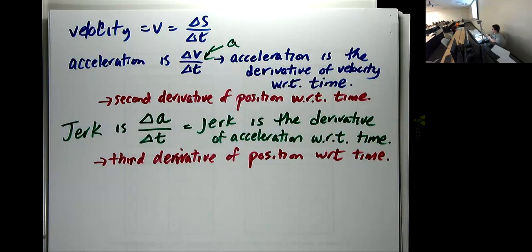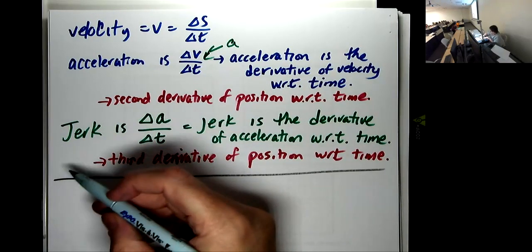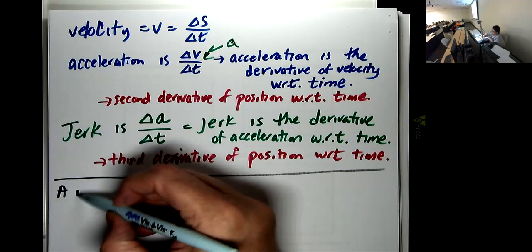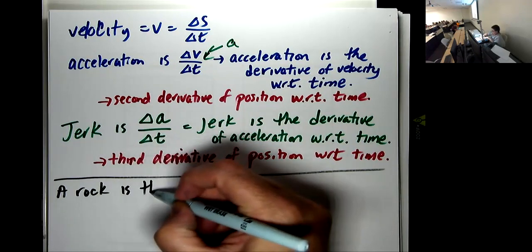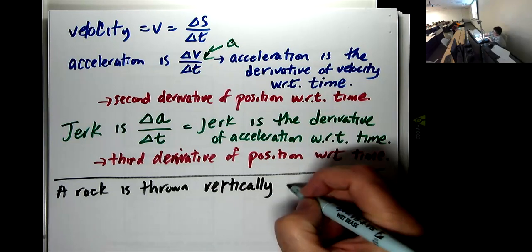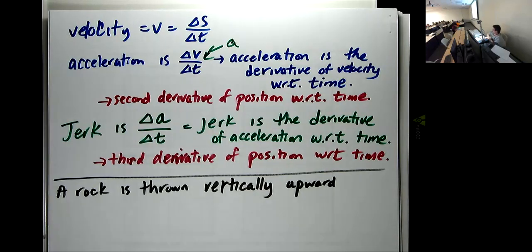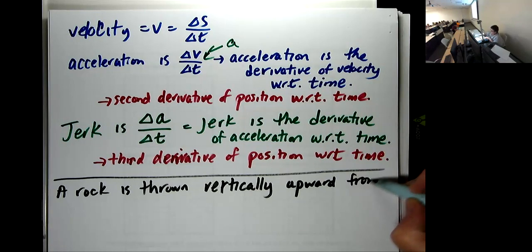So let's take a look at an example. I'm going to write the problem on this page, and we'll do it on the next. A rock is thrown vertically upward. This vertically upward is important. When you start throwing it at an angle, velocity is affected partially by gravity, but when it's straight upwards, it's fully affected by gravity. A rock is thrown vertically upward from the surface of the moon.